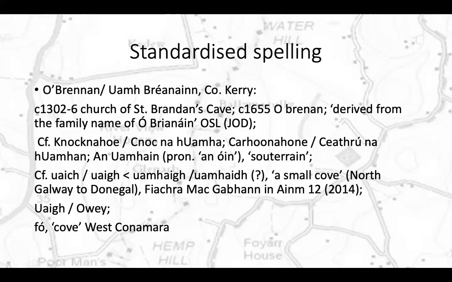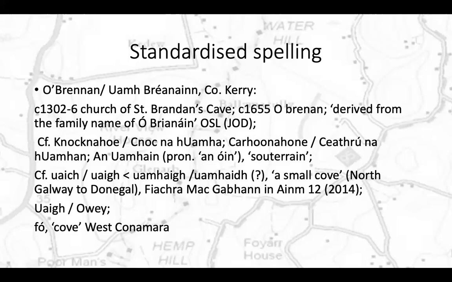In the genitive form, you have Knock-na-ho, which would have been pronounced Knock-na-ho. And also there are a number of minor names, Owen, it's pronounced, and it means souterrain. So the Place Names Committee decided that they should be spelled as Uiv or Owen, as distinct from Owen. But of course, there are related words then, for instance, the word for a small cove, which has been very ably discussed by Fiachra McGowan in Anim, 2014.